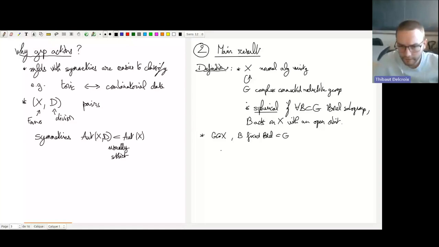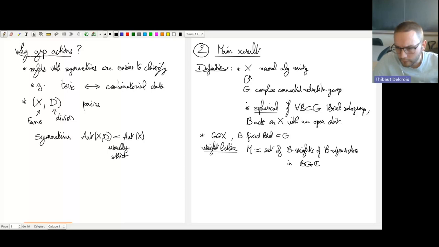Then the weight lattice for this action is the following. It's usually denoted by M. It's the set of B weights of B eigenvectors in a B module, which is the space of rational functions on X.